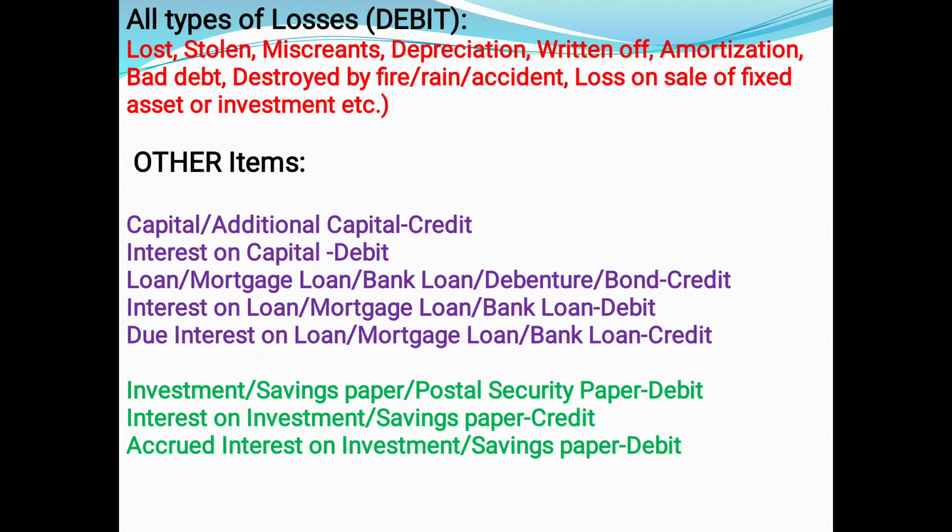Destroyed by fire or rain or accident, any kind of destroyed goods or cash, that is a loss, that is debited. Loss on sale of fixed asset: when a fixed asset is sold, if it is incurred on loss, then it is debited. Or loss on sale of investment, this item is also debited.